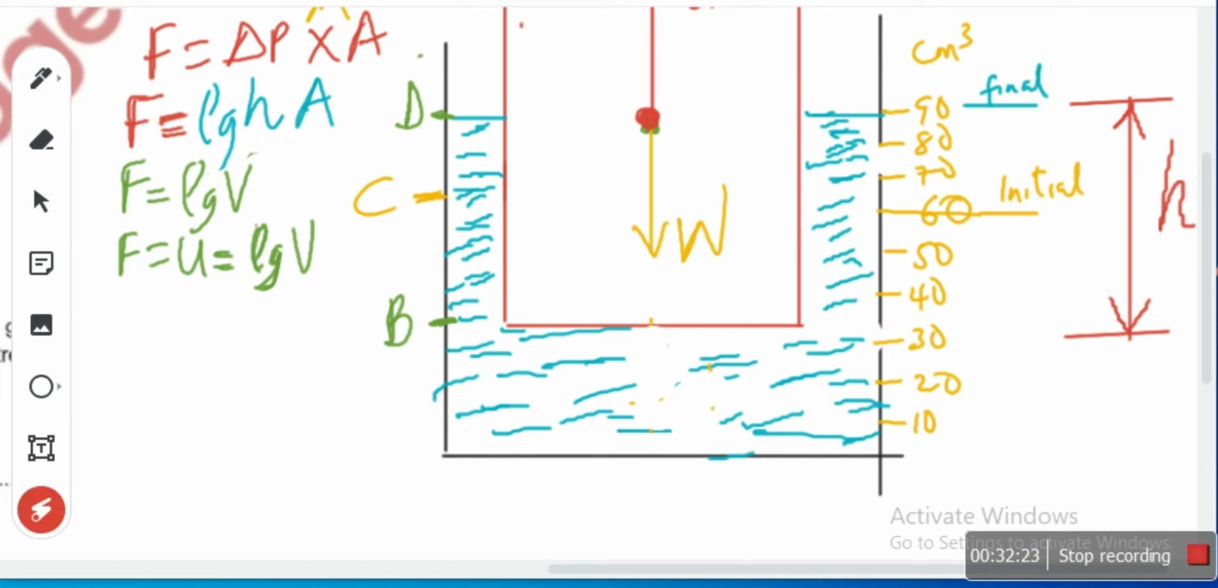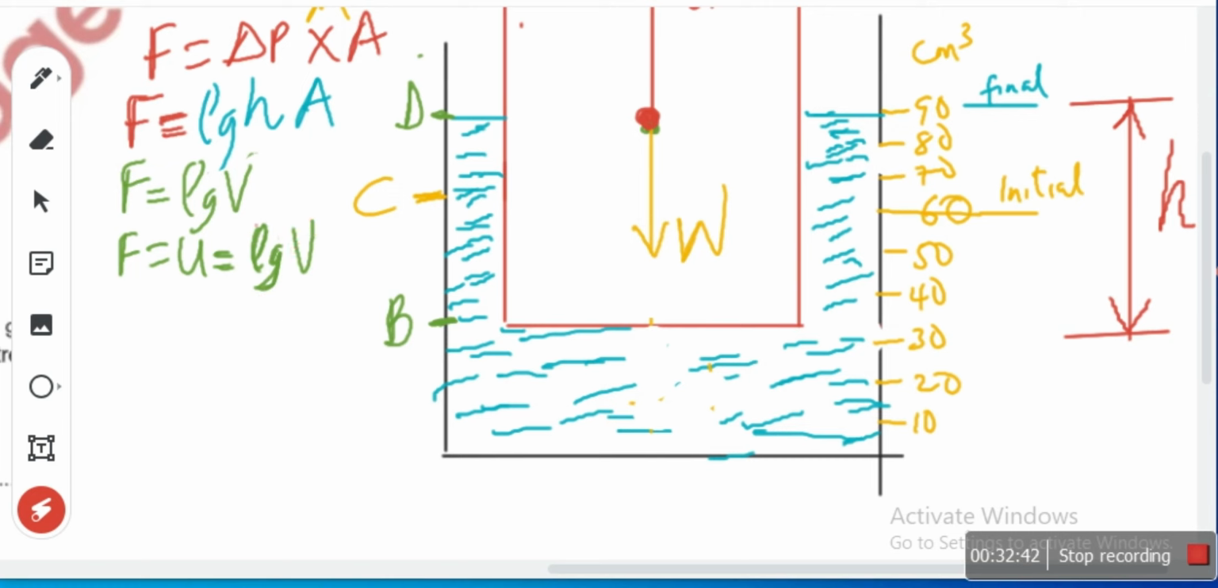What's the volume of the water displaced? It was at 60 and it has risen to 90. What's the volume of the water displaced? 30, because 90 minus 60 is 30. That's going to determine the value of the up thrust, because up thrust is affected by volume.